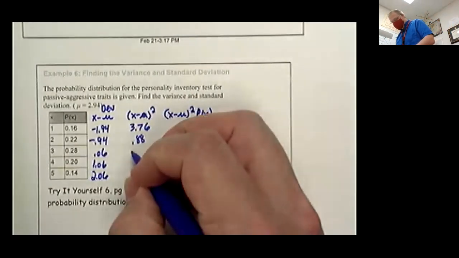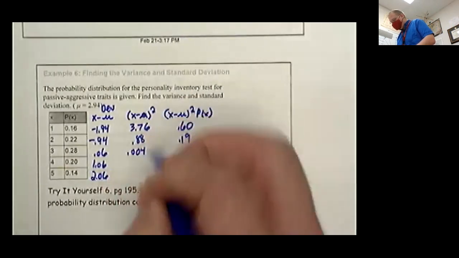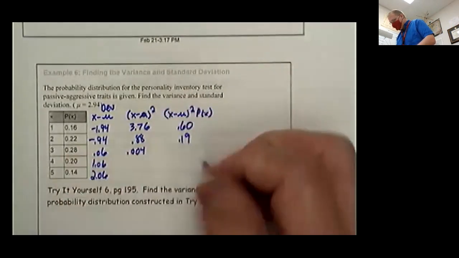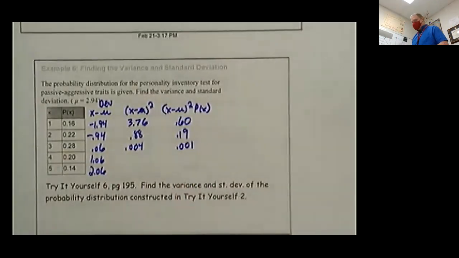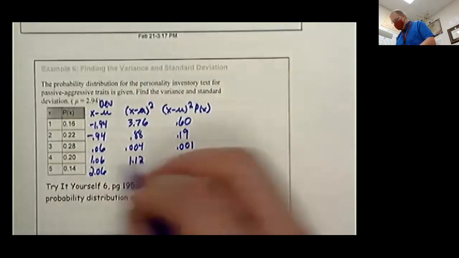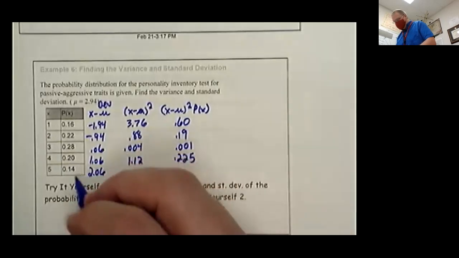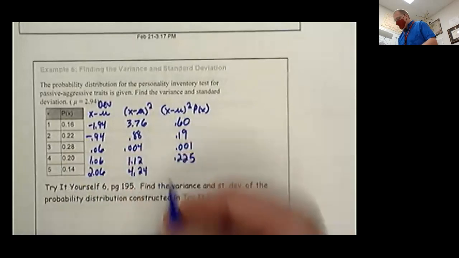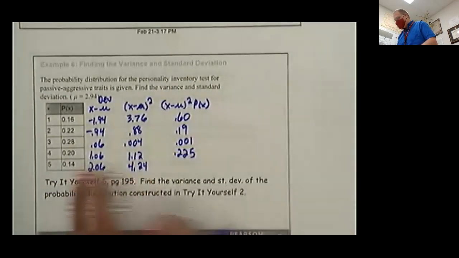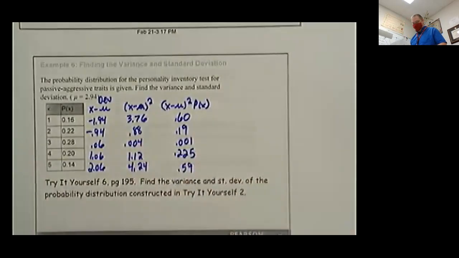So this is number 3. We're going to square 0.06. That's 0.004. We're going to multiply that by 0.28. That's 0.001. We're going to square 1.06. That's 1.12. We're going to multiply by 0.20. That's 0.225. Same thing with 2.06. We're going to square that. It's 4.24. And multiply that by 0.14 is 0.59.